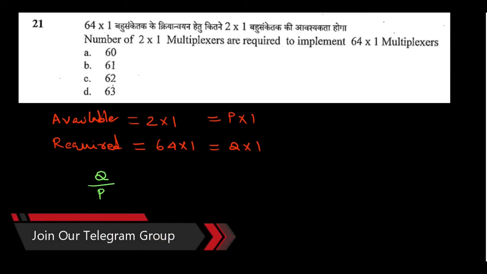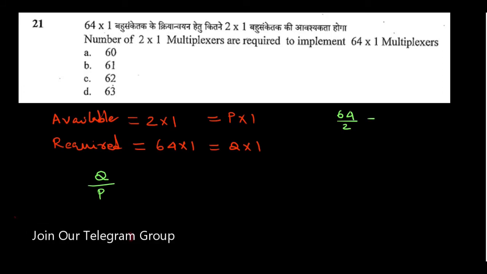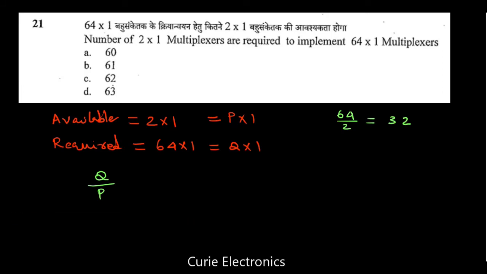Now, what is the value of Q? Q is 64 and P is 2. If you divide 64 by 2, what we get? 32. Again 32 divided by 2, you have to do this division till it becomes 1 or less than 1. There you have to stop it. Why am I dividing by 2 only? It is because I have 2 cross 1 multiplexers. If I had a 4 cross 1 multiplexer like in the previous question, I will divide by 4. Okay, take care. We have to make a note of it.